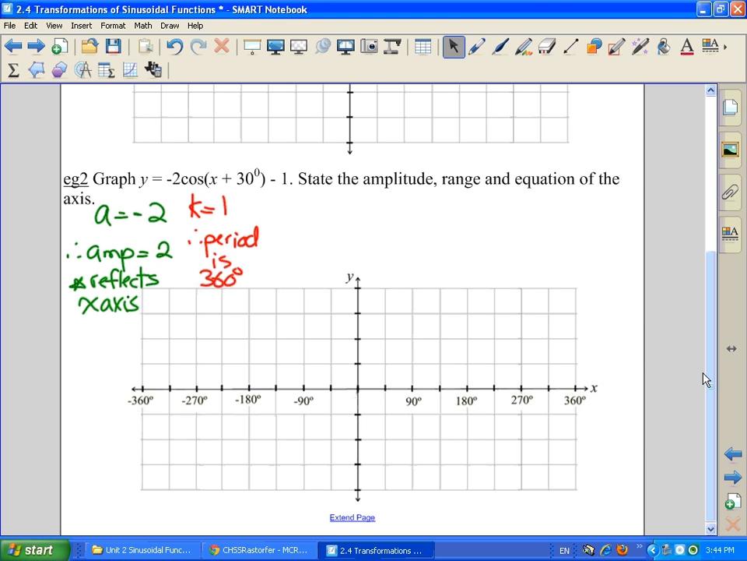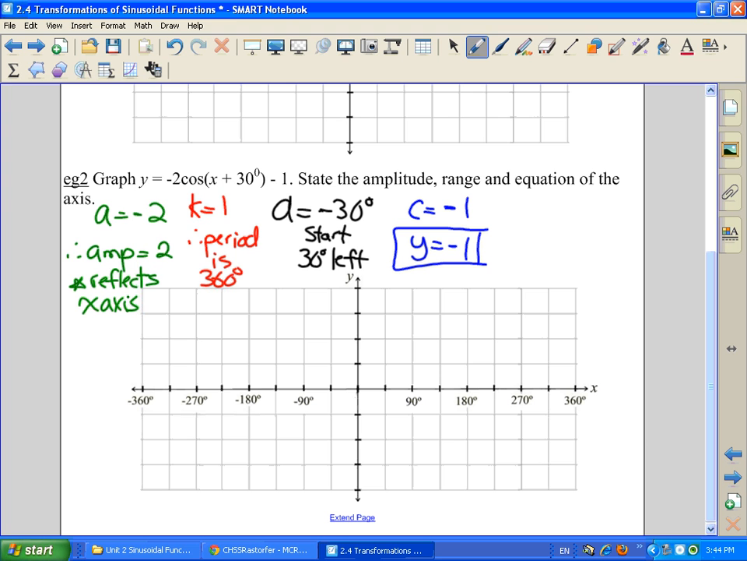Okay, let's look at our D. D equals -30 degrees. That means we start at 30 degrees left, right, of where we would normally start. Okay, and the last one is C equals -1. That gives us our axis of y equals -1. So I'll just highlight the things that we already were asked for.